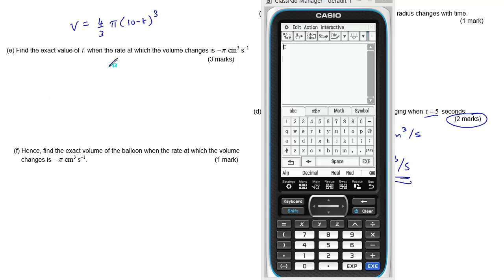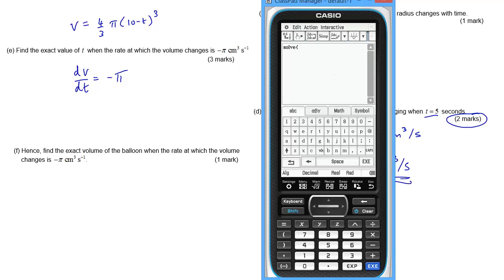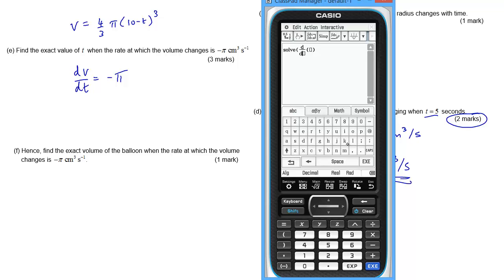Find the exact value of t when the rate at which the volume changes is −π. So the rate at which the volume changes is dV/dt. So dV/dt is equal to −π. So action, advanced, solve. Then the differentials are all in here, so let's grab this one, and we're going to differentiate with respect to t.